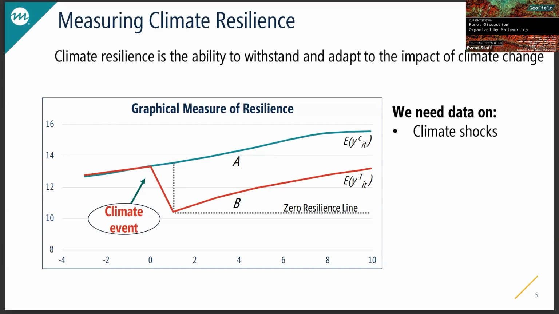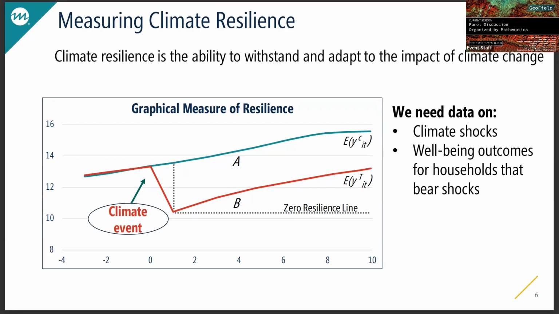So you need to have data on climate shocks, and mind you, also stressors, right? The graphic is very specific. One point is a specific shock, but we all know there are actually stressors that are involved. And then you have to track the well-being for households that bear the shock, so the red line, and you're looking at the trajectory.